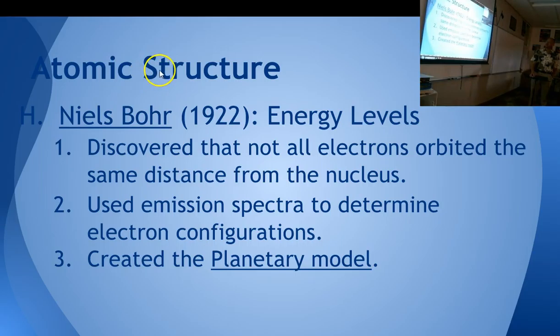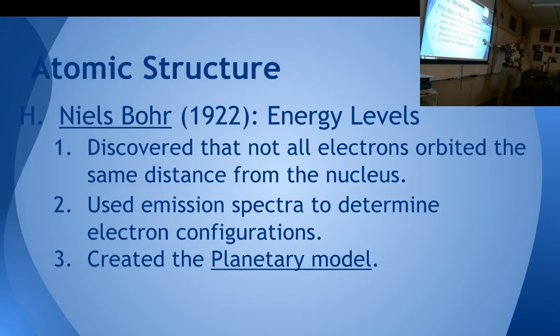This is Chadwick, looking very professorial, as he's sitting there for his headshot. Niels Bohr discovered that not all electrons orbited at the same distance from the nucleus, and he was the first one to use emission spectra, and I'll describe what that is in a minute, to determine electron configurations. And so he says, no, they're all at different distances from the nucleus. The nucleus is not the center of a circle of electrons. The electrons are all laid out in different arrangements from the nucleus.